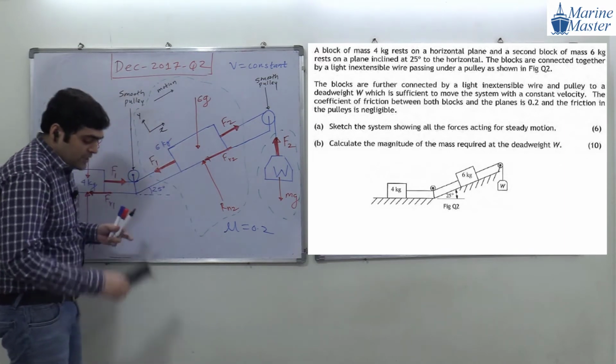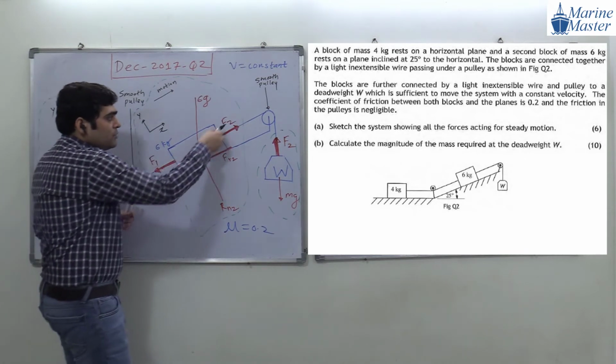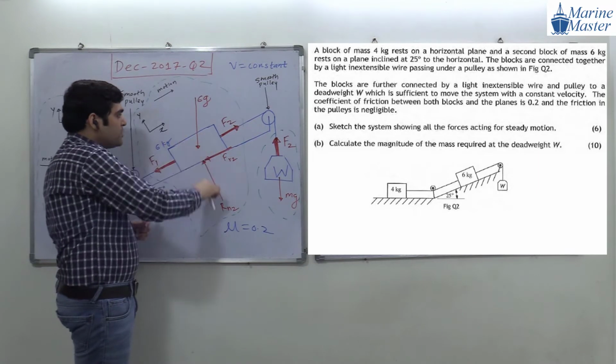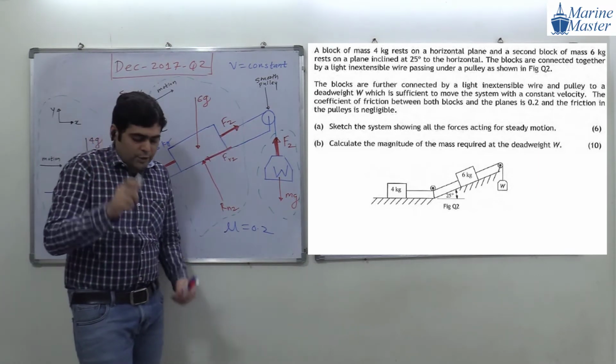So here, see, F1 is in the negative x direction. F2 is in the positive x direction. Rn2, what about Rn2? Positive y direction. Fr2 is in the negative x direction. Guys, are you getting my point? Try to see the scenario.